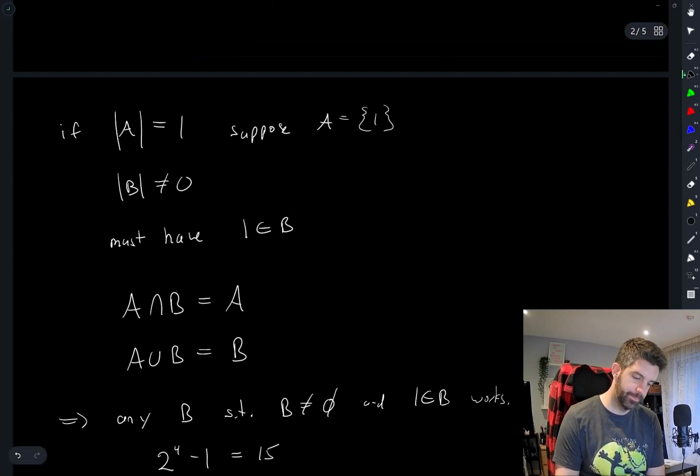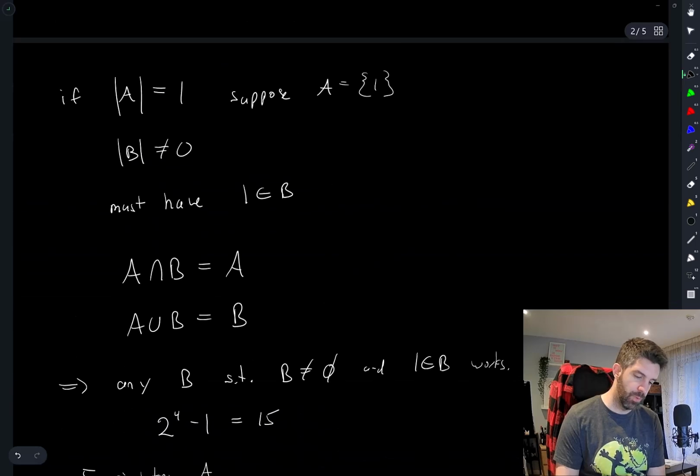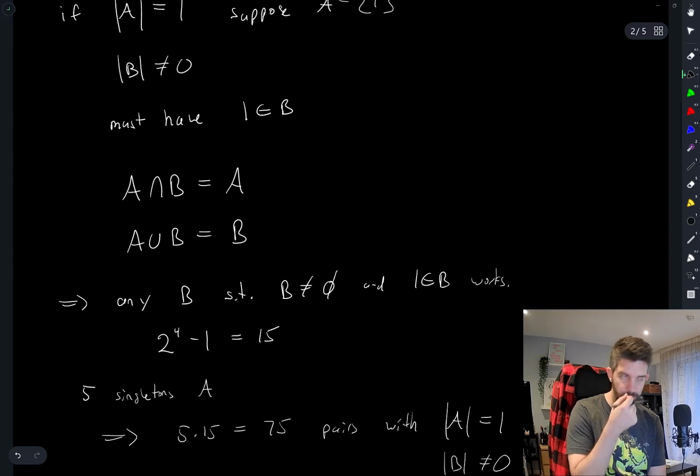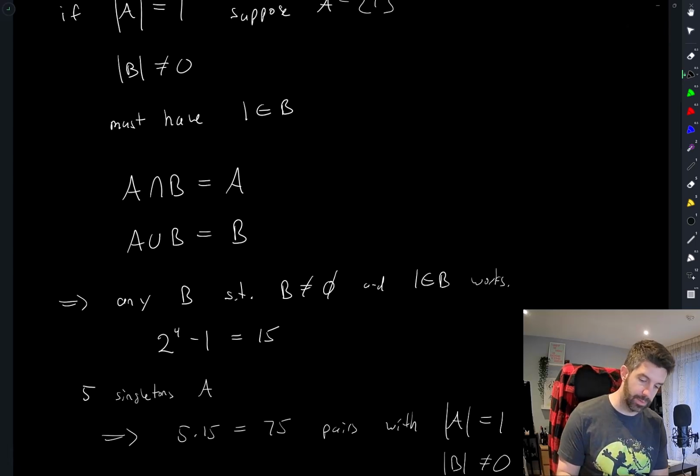Okay. Rather than exploring what happens when the cardinality of B is 1 and cardinality of A is non-zero, it's going to be a repeat of this argument. We just have to be careful not to double count certain combinations. I'm still kind of just trying to figure out what's going on here.